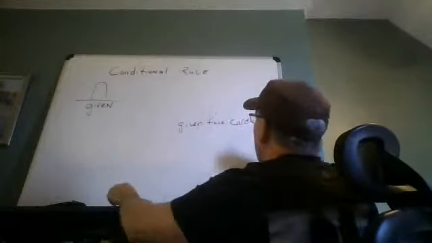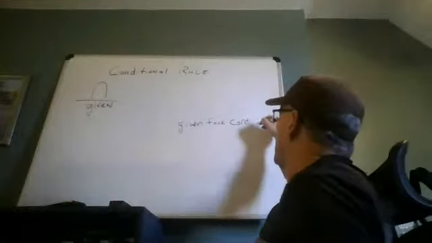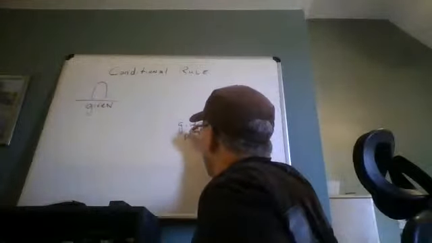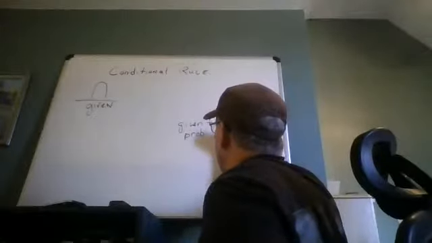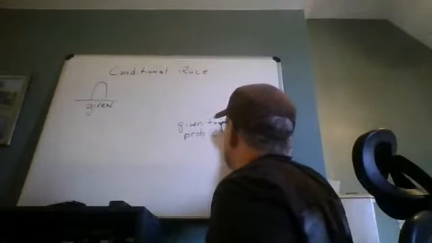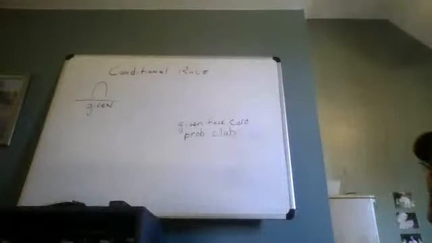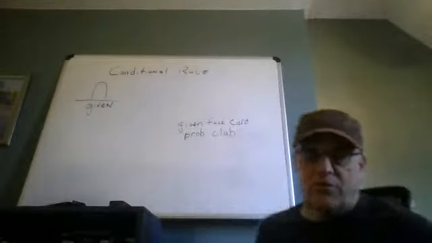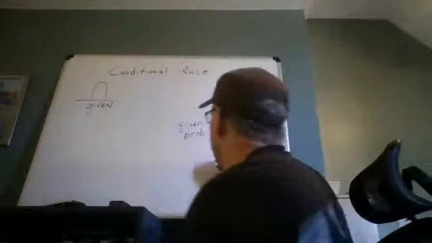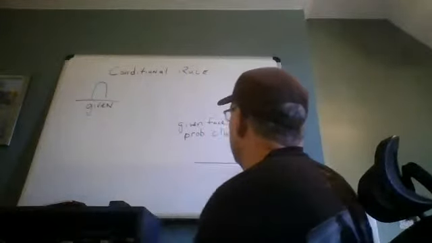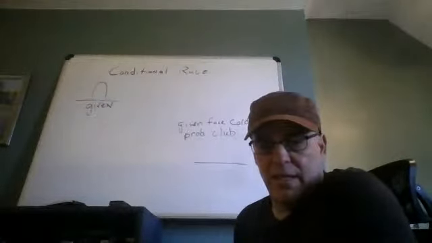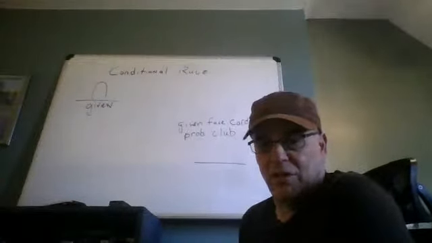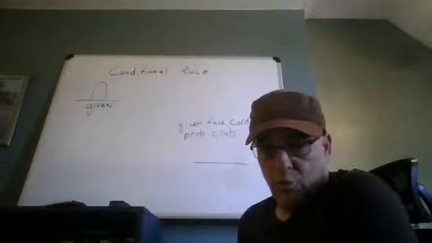Me spelling wrong. Given that it's a face card, what is the probability that it is a club? Okay, so we're going to start with the given. Always start with the given, not the other things. So given that it's a face card, and I already told you there are 3 face cards in each suit, that would give us a total of 12.